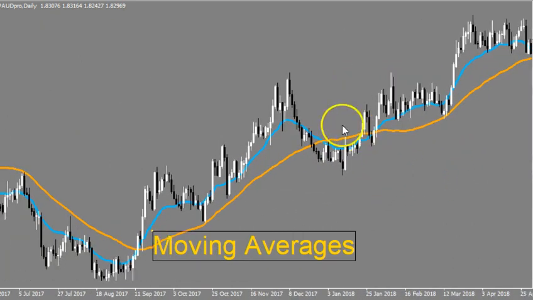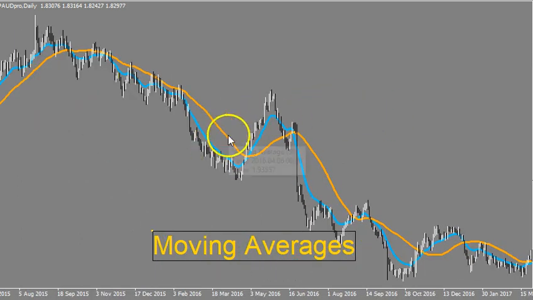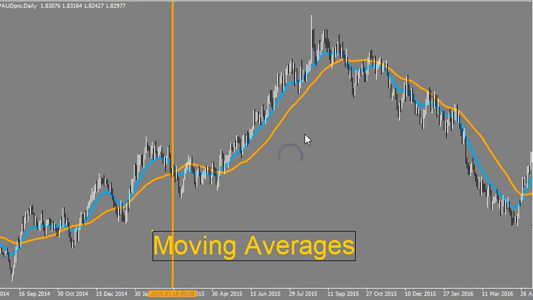And the best thing is, remember to always zoom out on your chart so you can see the trends a lot easier this way. Again, it's up to you to choose which moving averages you want to use. But for me, this is a terrific way for seeing the trend.